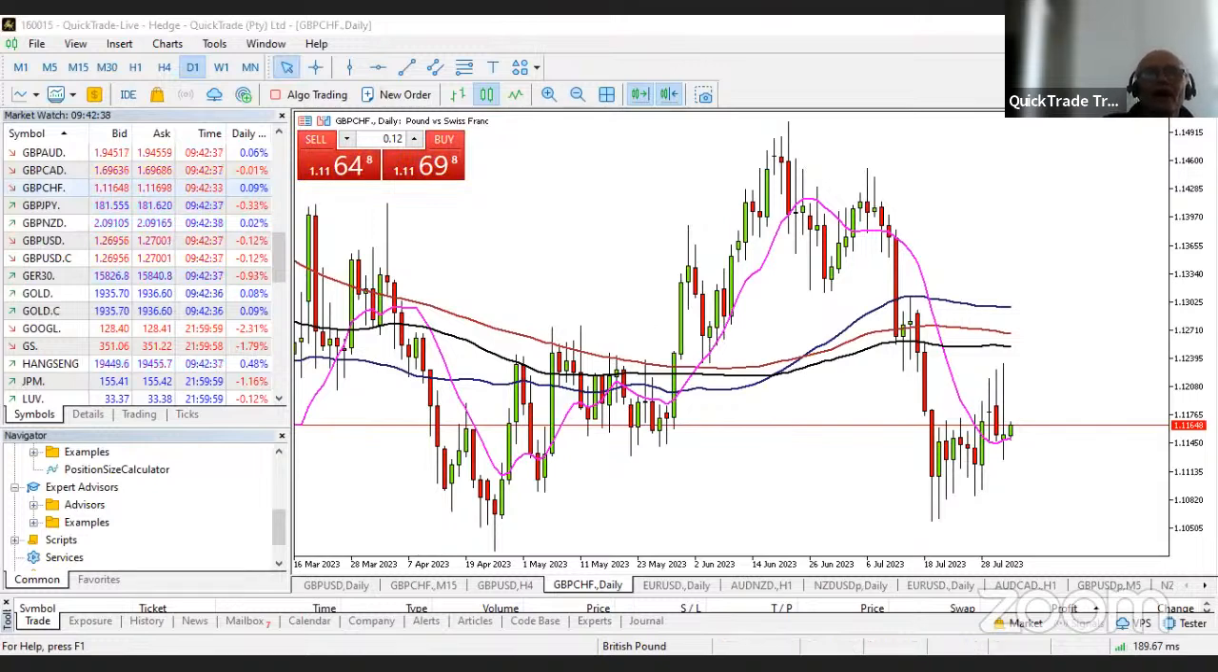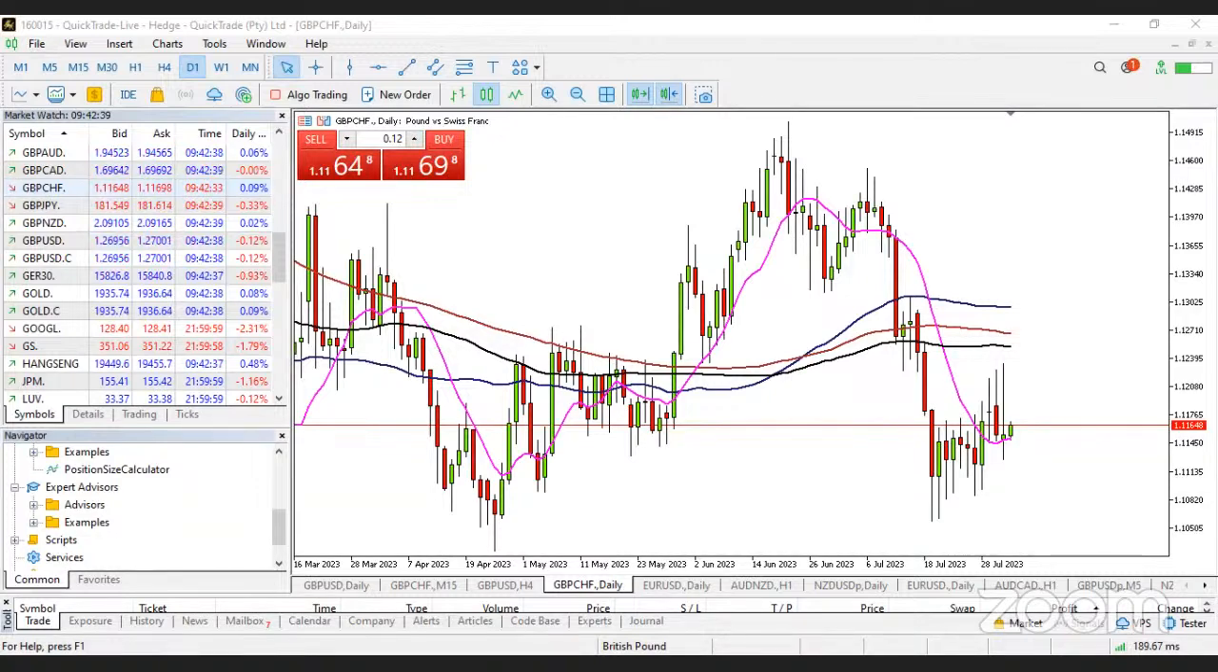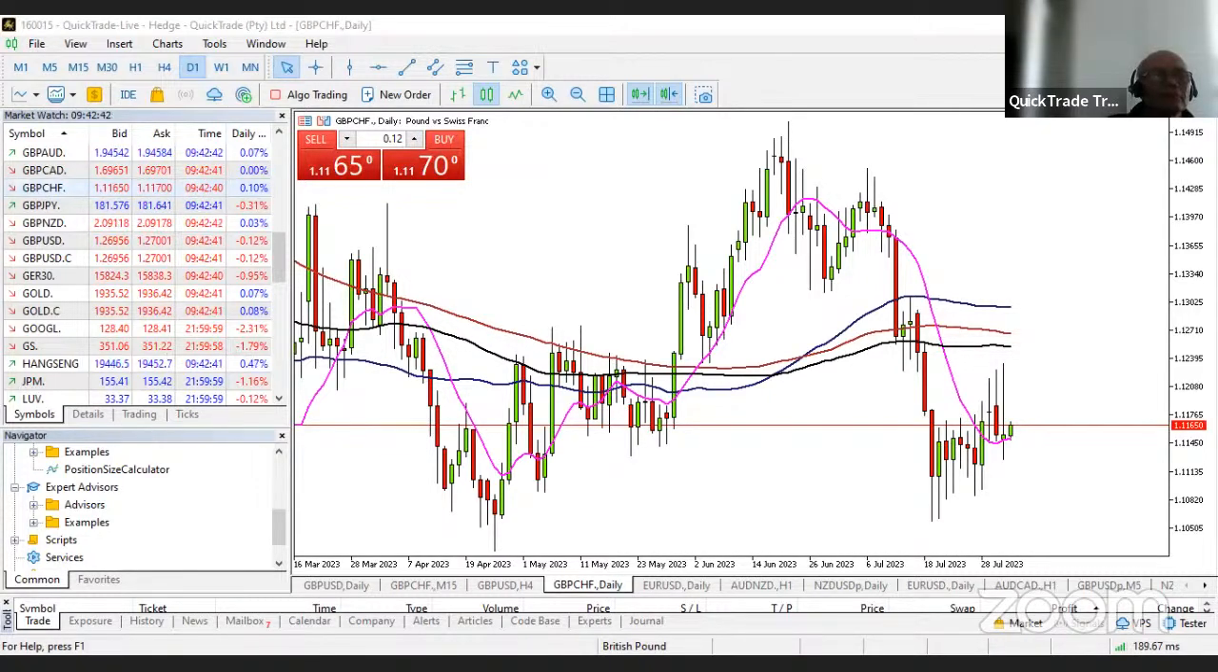Right. Okay, can you just type down your stop loss for GBP CHF? Okay, no problem. There you are.